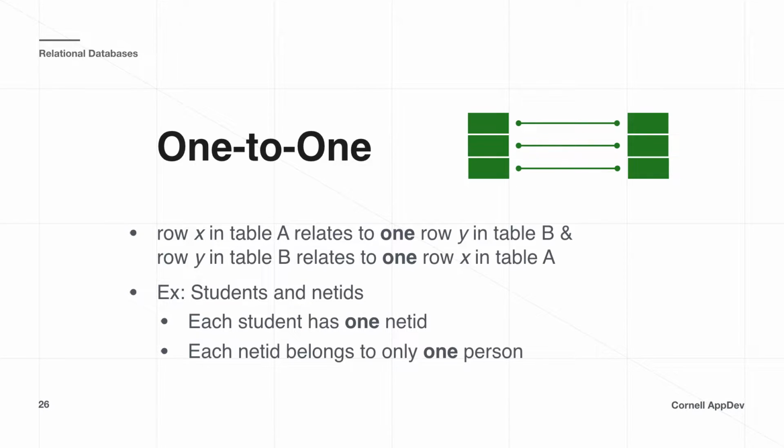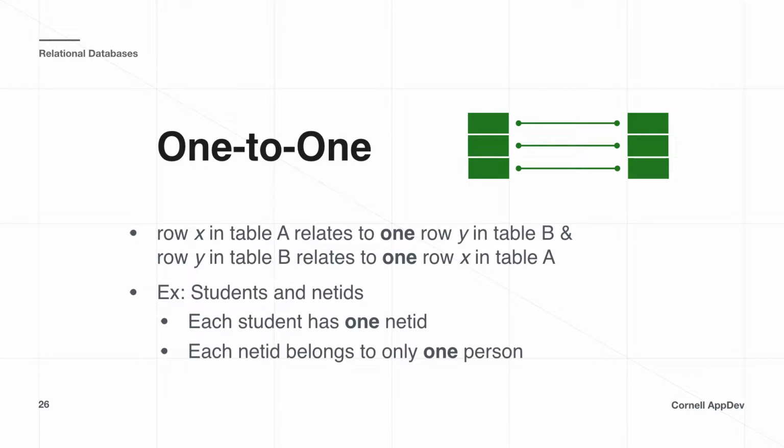So this diagram on the top right shows that. Imagine those blocks are a row, each within their own respective tables. They're only related to one item in the other table. So an example would be students and net IDs. This is a one-to-one relationship where every student has a net ID and only one net ID, and a net ID can belong to one and only one person.